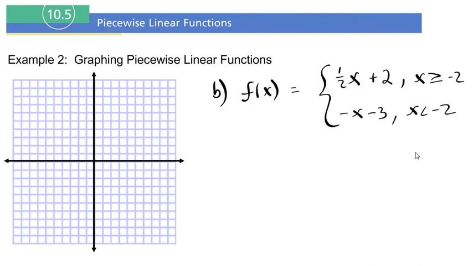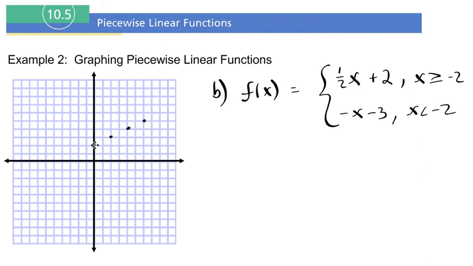All right, let's do another one here. We're going to graph the line 1/2 x plus 2 when x is greater than or equal to -2. So let's do that first. Okay. So if I'm going to graph this, 2 means that's my y-intercept, 1, 2. And that means I go up 1 over 2. Up 1 over 2, up 1 over 2, up 1 over 2.